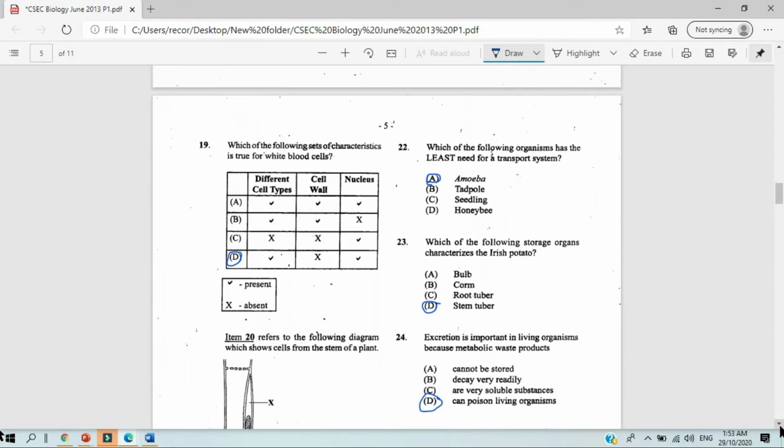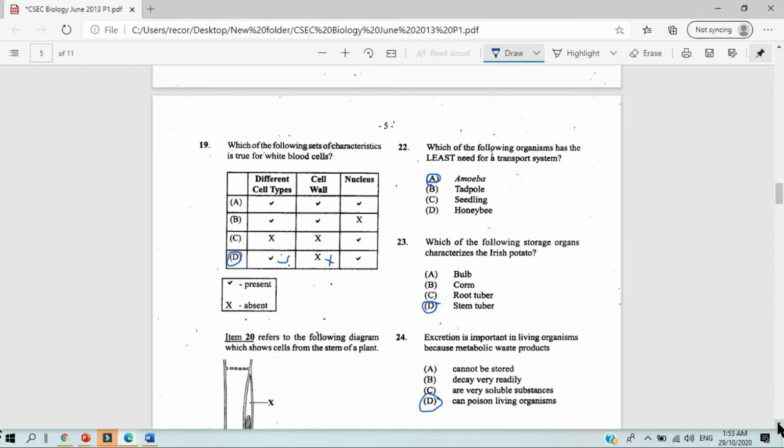Then we go on to 19. Which of the following sets of characteristics is true for white blood cells? Alright, so white blood cell, there are different types of white blood cell. That's true. White blood cells, they have cell wall. No, that is something confined to plant cells. White blood cell, do they have nucleus? Yes, we have the lymphocyte and the phagocyte. Yes. So our answer here is going to be D for 19.